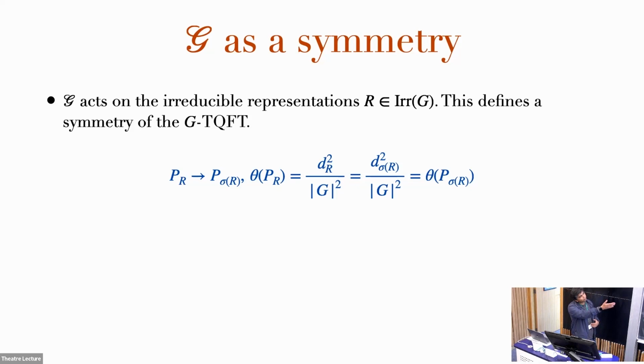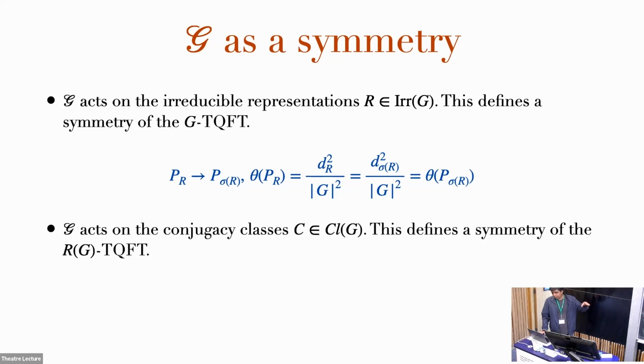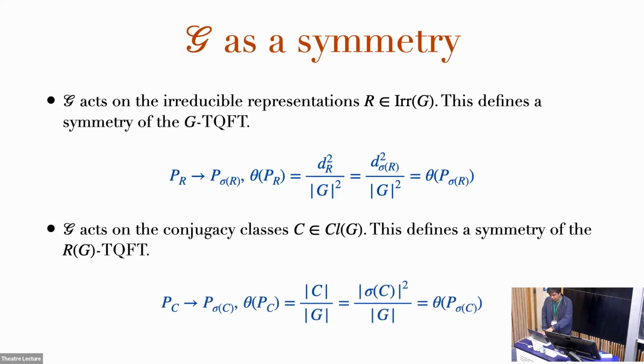So this preserves the theta. So this is a symmetry of the two-dimensional TQFT. So the Galois group acting on this G TQFT in this way is a symmetry. Completely analogous to this, we also have a conjugacy class labeling the idempotents in the RG TQFT. So we again have the Galois group acting on the conjugacy classes is a symmetry of the RG TQFT. So there are these two kinds of symmetries that we have for these two special TQFTs.